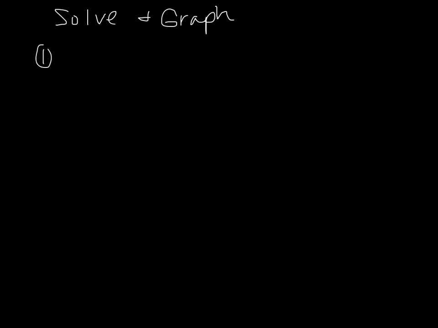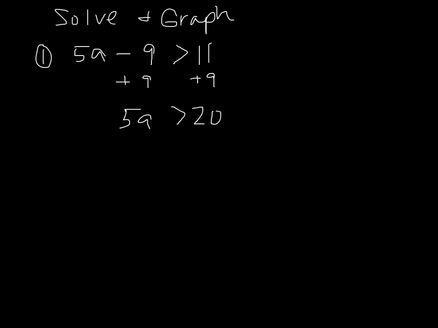The first one we're going to do is 5a minus 9 is greater than 11. Again, I would just add 9. So I would get 5a is greater than 20. Then I need to divide both sides by 5, and I'm dividing by a positive number, so I don't need to switch the sign. I would get a is greater than 4.